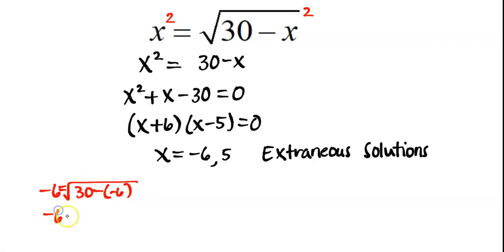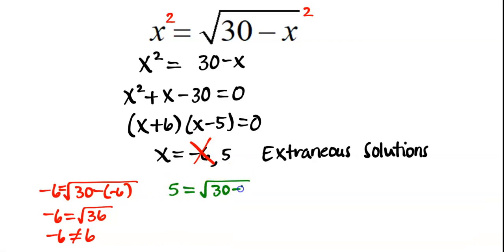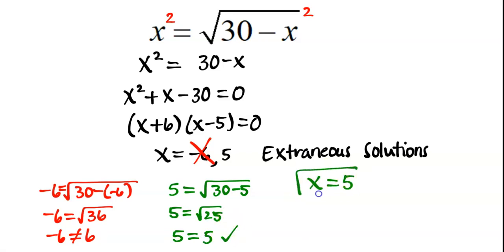And here I would have the square root of 36 is equal to negative 6, and I can see that negative 6 does not equal 6. Therefore, negative 6 is an extraneous solution. If you plug in 5, you would see that it does work, since 5 does equal the square root of 30 minus 5, or the square root of 25. Therefore, 5 is not an extraneous solution, and I would have one answer of x equals 5. So with radical equations, be sure to check for extraneous solutions.